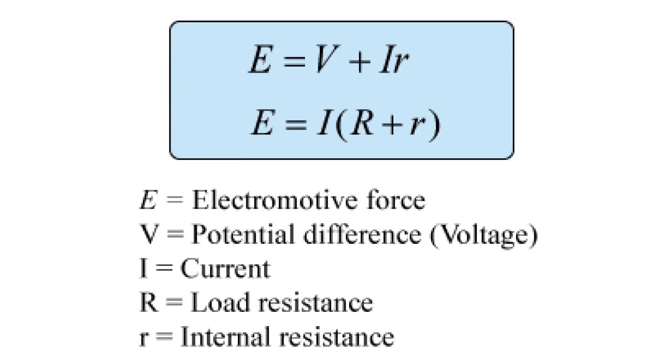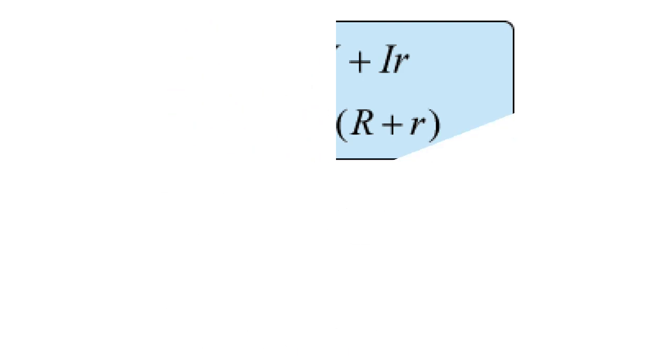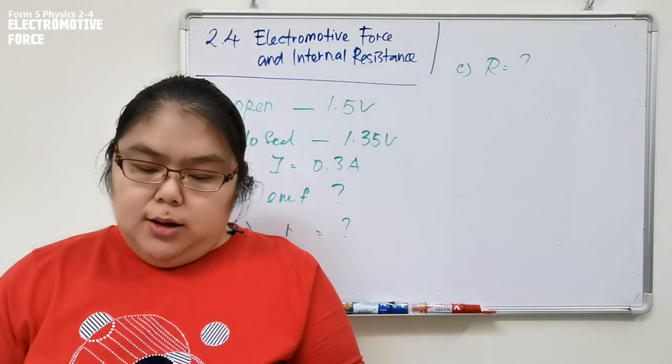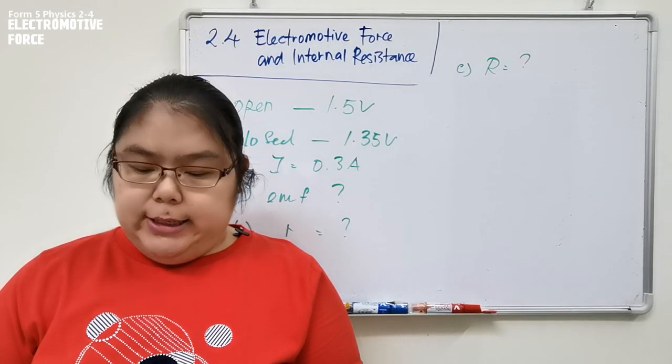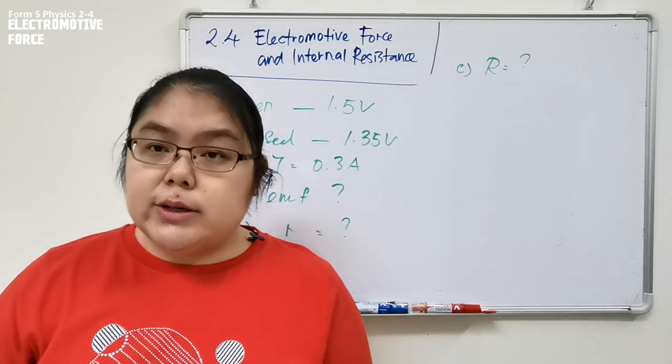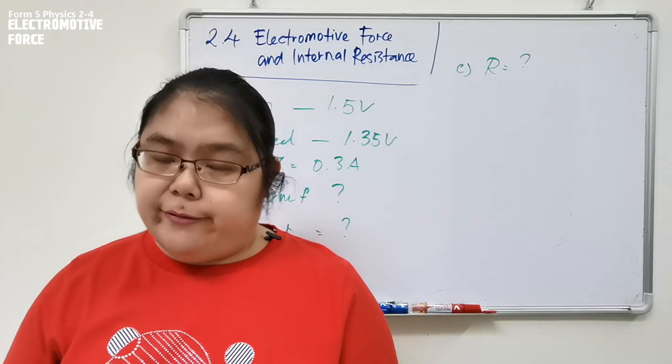Now let's start on example 1. For every question, we need to read properly and write down the information. Let's see example 1 and the information they give. First, they show the circuit. Can you see the voltmeter is parallel with the battery? In this situation they want to measure the EMF.